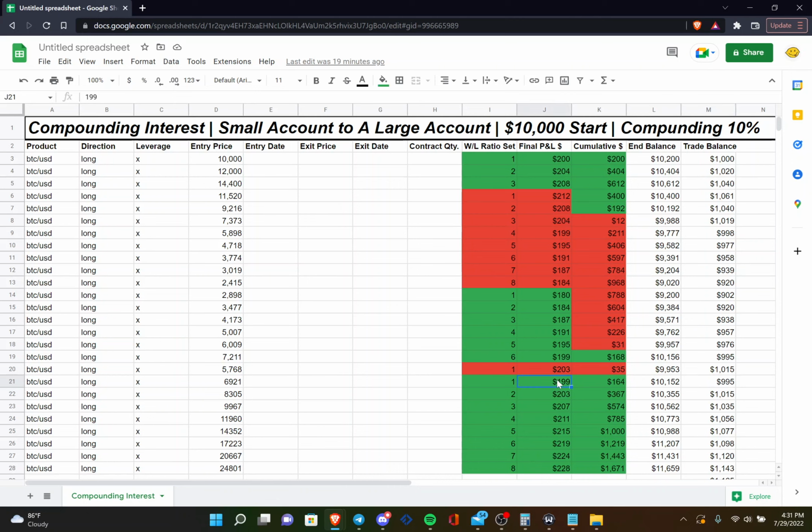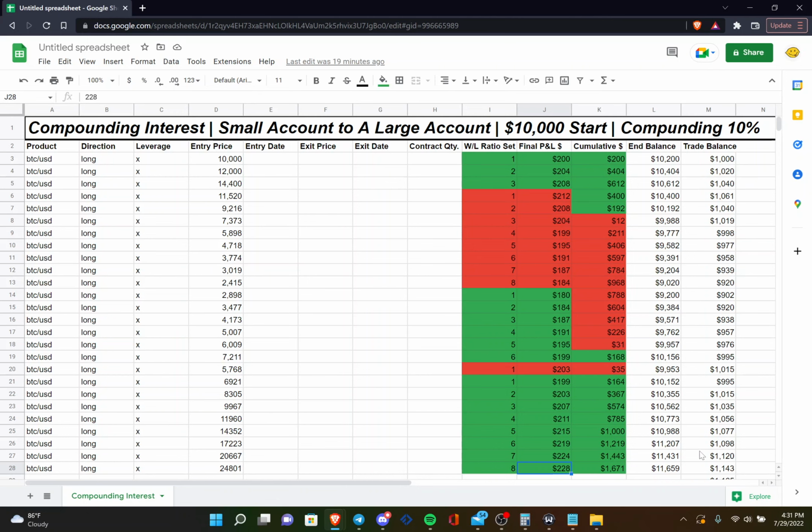So first trade from the winning streak, you make $199. Second trade, you made $203. Third trade, you made $207. Fourth trade, you made $211, and all the way up to number 8, you made $228. And as you can see, you're making $4 extra on your wins, and you're decreasing $4 on your losses. That is the secret sauce. That is what is giving you the growth with the protection.